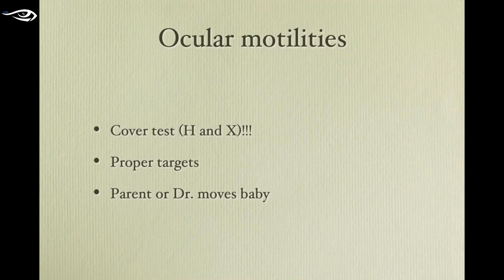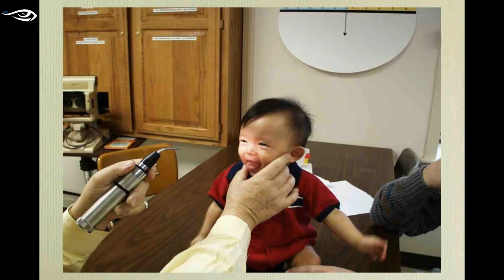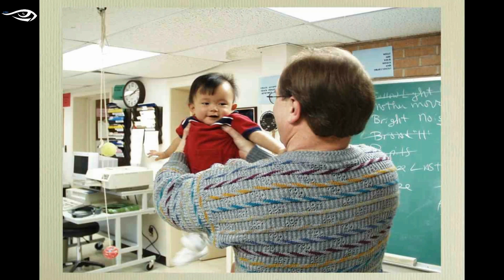But you can literally pick up the baby and do movements. You can do it in a rotary fashion. You could do it up and down to look for vertical deviations. So that's a useful thing to do. And there's a light, and there's a baby smiling. And there's the examiner twirling the baby around, still smiling.